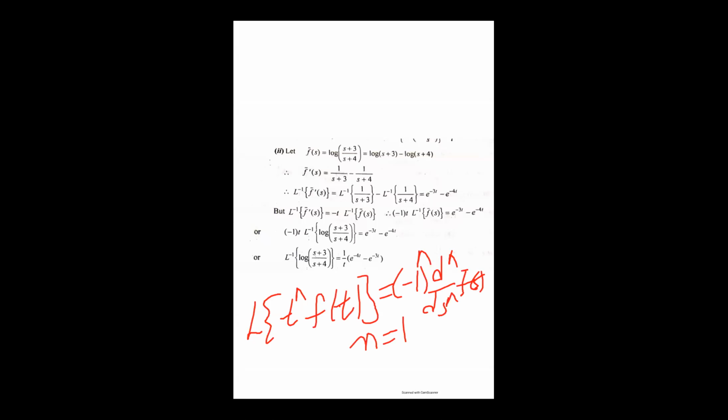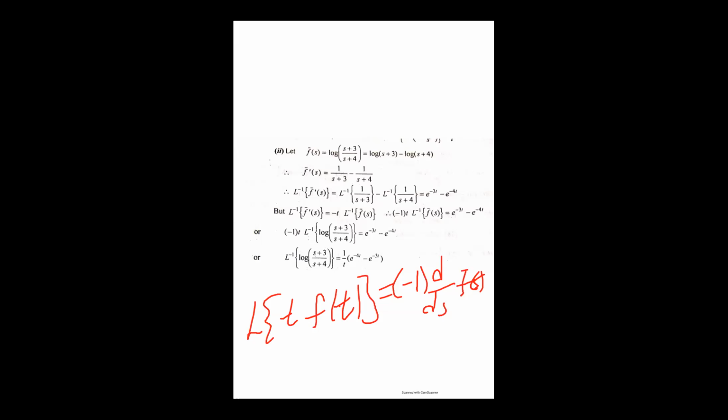So L of t power n into f of t equals minus 1 power n, d power n by ds power n, of f bar of s. Observe that here, n value. However many times we differentiate the logarithms, we get the s value one time. So taking n equal to 1, the formula is converted to t power 1 and f of t equals minus 1 power 1, d by ds of f bar of s.